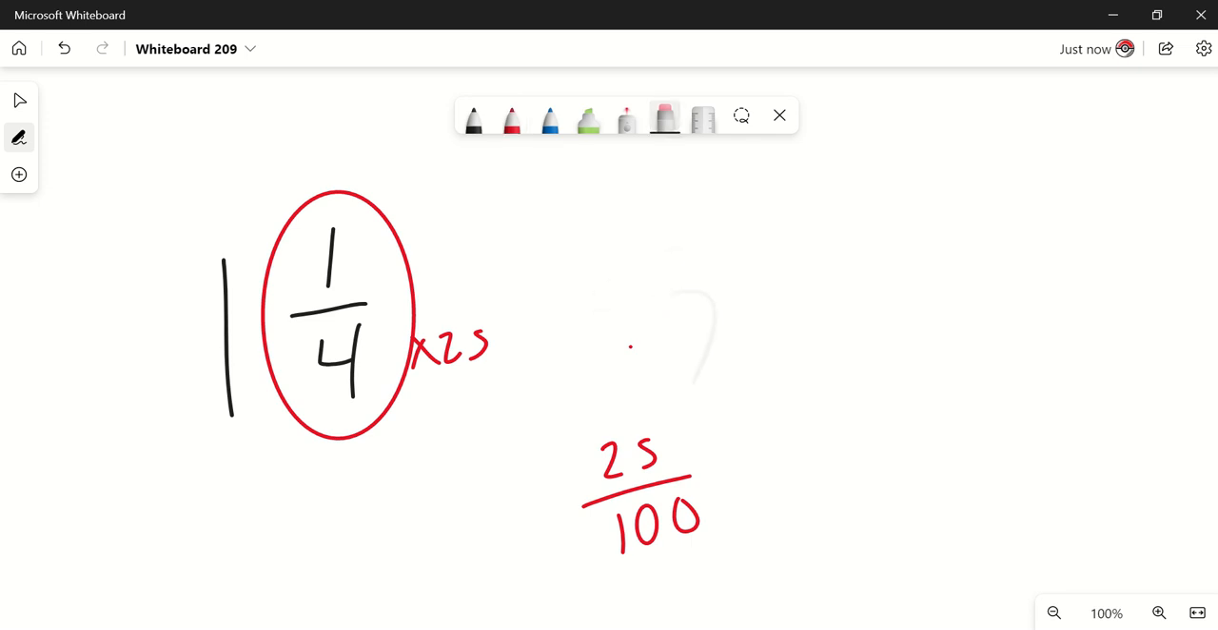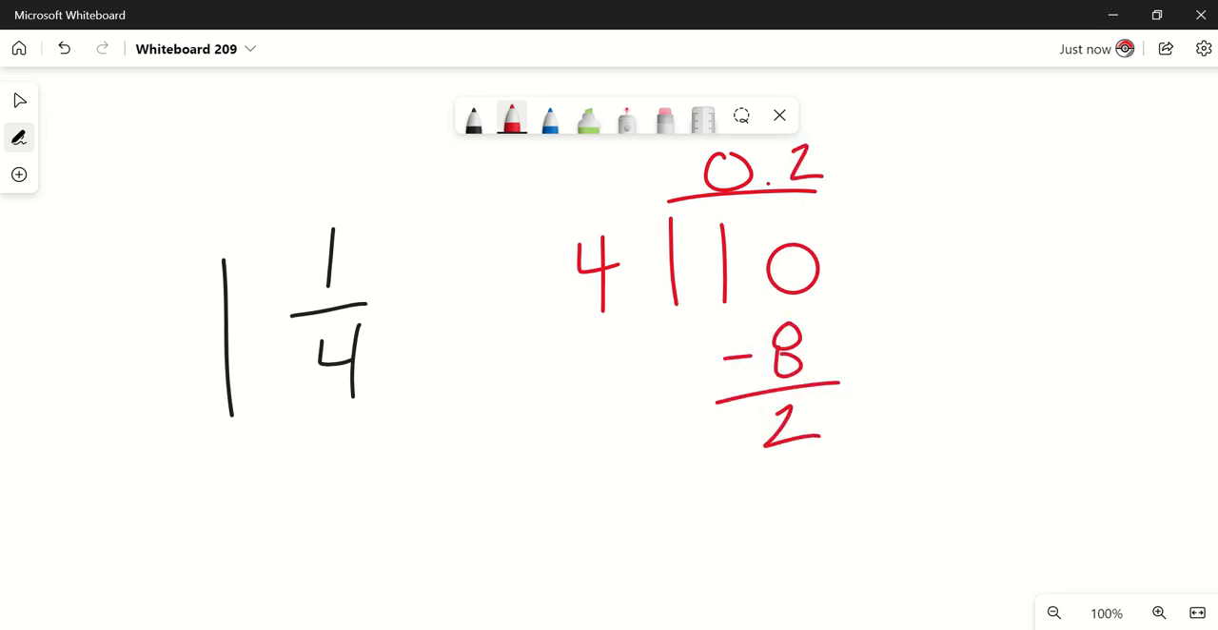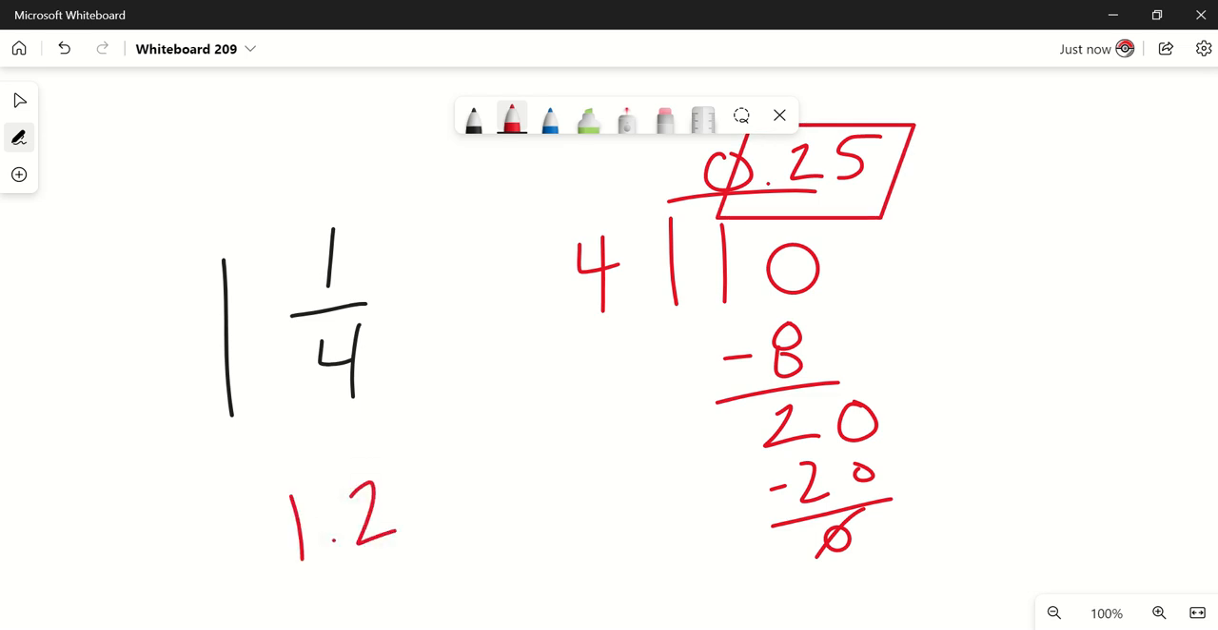Or you could have done this. You could have done 1 divided by 4. 4 cannot go into 1, so add a decimal. 4 goes into 10 twice. That'll be 8. When I subtract, I get 2. 4 cannot go into 2. Bring down another 0. 4 goes into 20 five times. And you still would have gotten 0.25. 1.25 as a decimal. Turn that into a percentage. From decimal to percent, the decimal moves twice to the right. That would have given you 125%.